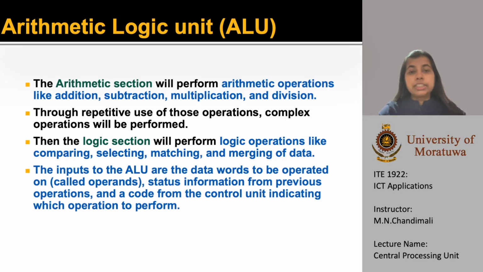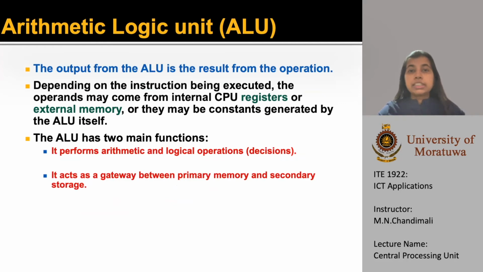Here we don't have any status information, and then the control unit gives a code indicating that we need to perform addition on these two numbers. Then the output from the ALU is the result from this operation, which is 9. Depending on the instructions being executed, the operands may come from internal CPU registers or from external memory, or they can be constants generated by the ALU itself.